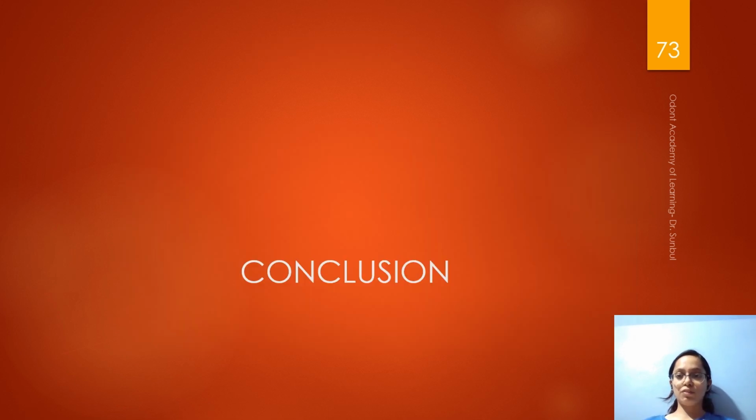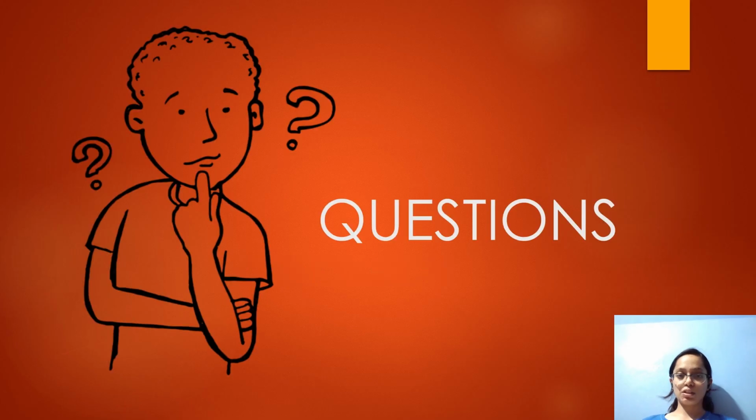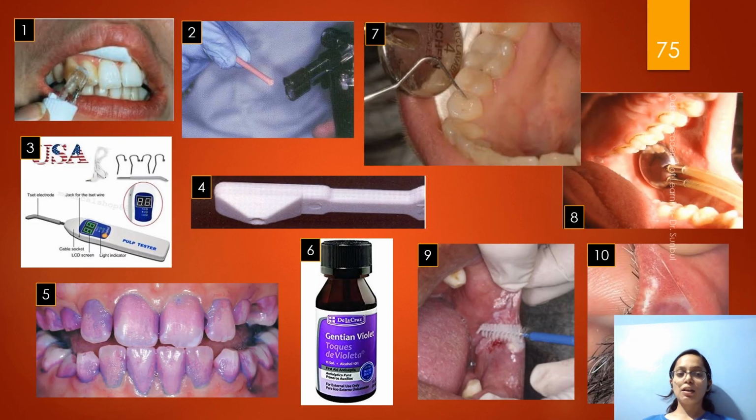So with that, we finish off our chairside investigations. And if we have to just give a glimpse of whatever things we had read, the first one, what do you think it is? It is our thermal testing with ice. The second one is GP sticks for thermal testing. The third one is our electrical pulp testers. The fourth one is for checking the cracked tooth syndrome by using a tooth slooth.